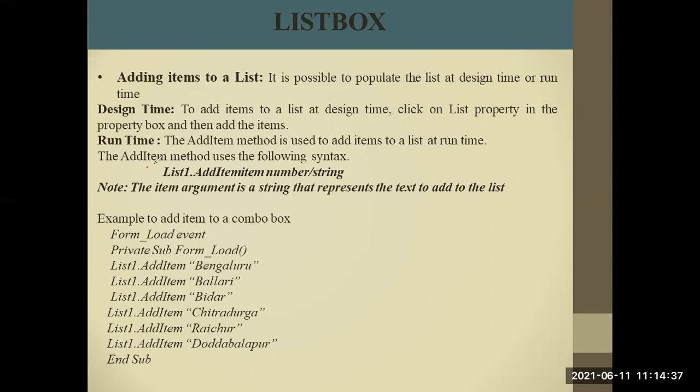This is the syntax of the add item method. You can see how it is used: with list one dot. If you want to add any new item to list one, mention list one dot, then call the function add item with a number or a string. If I want to add a number, I can add a number; if I want to add a string, I can add a string.